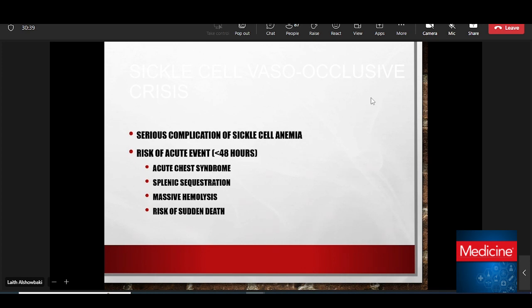So what are the serious complications? Acute chest syndrome. People can die of this syndrome, where people typically present with an acute form of shortness of breath, cough, fever, stuff mimicking pulmonary edema plus or minus infection. So you don't really know what's going on.